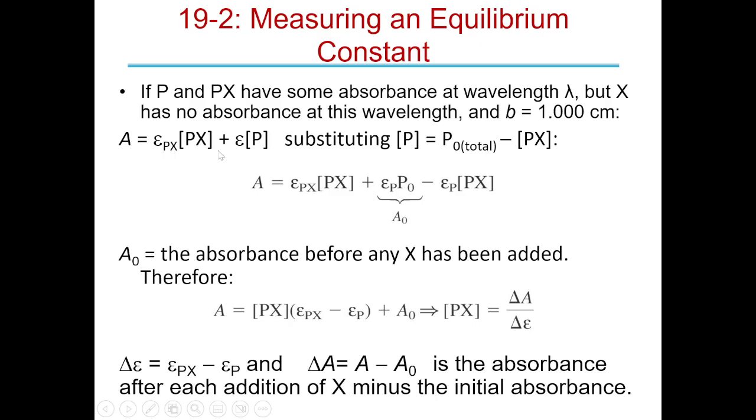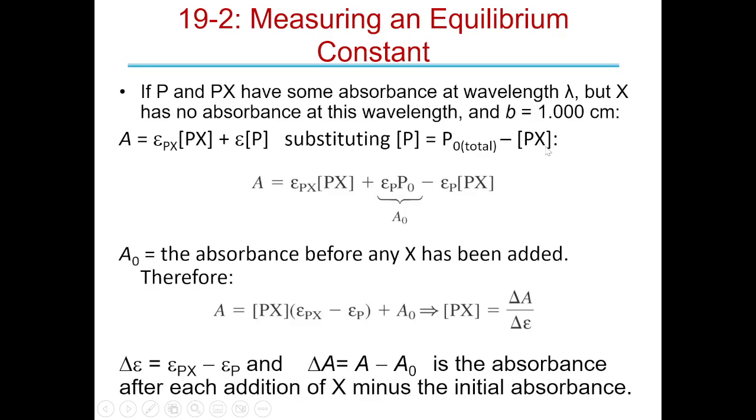Okay, so again, that's the total absorbance equals the extinction coefficient times the concentration for each species, right? Well, we now have a relationship between P and PX, don't we? And that relationship is the P total equals P plus PX, right? So we solve that for one term so we can plug in the other two into it. So we've solved it for P to give us P0 minus PX.